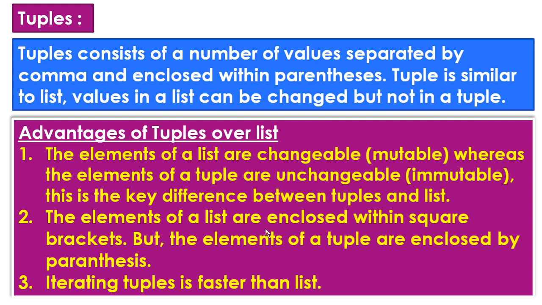The elements of a list are enclosed within square brackets, but in the tuple the elements are enclosed by parentheses. Iterating tuples is faster than list. So iteration in tuples is faster than the list. These are the advantages of tuples over list.